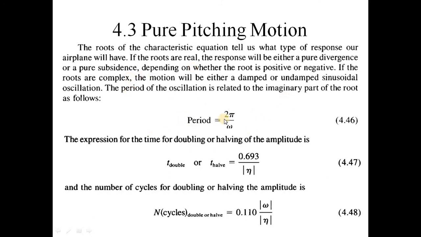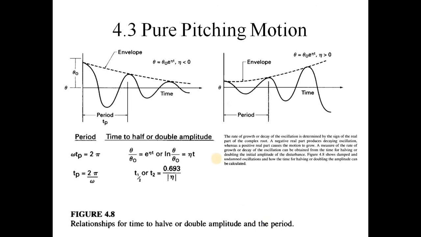The period of oscillation is given as 2 pi over omega, and the time to double or half the amplitude will be 0.693 over the real part of the roots. The number of cycles for doubling or halving the amplitude will be 0.110 over omega over the real part. All right, so that's all for the pure pitching motion. Oh no, there is another one.